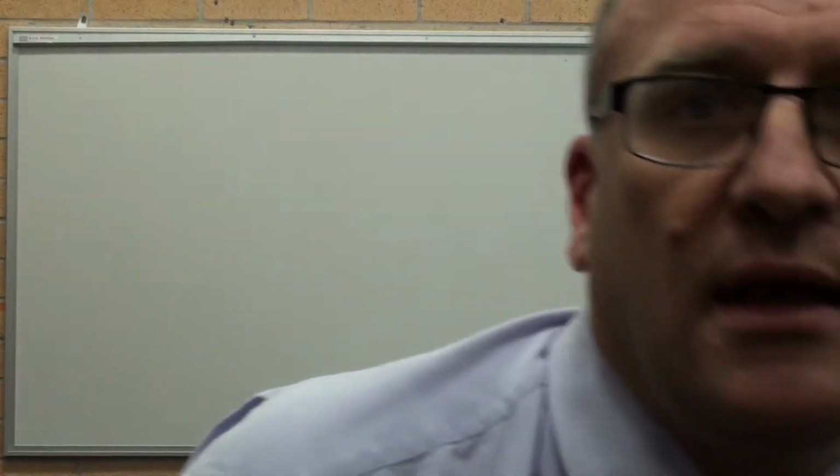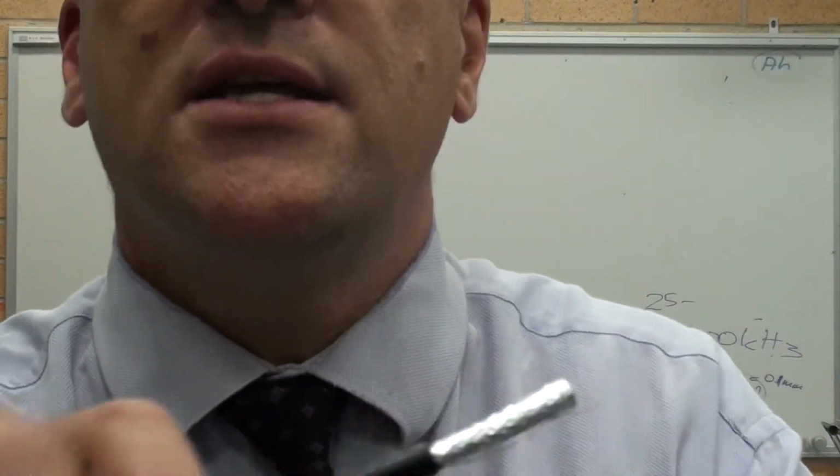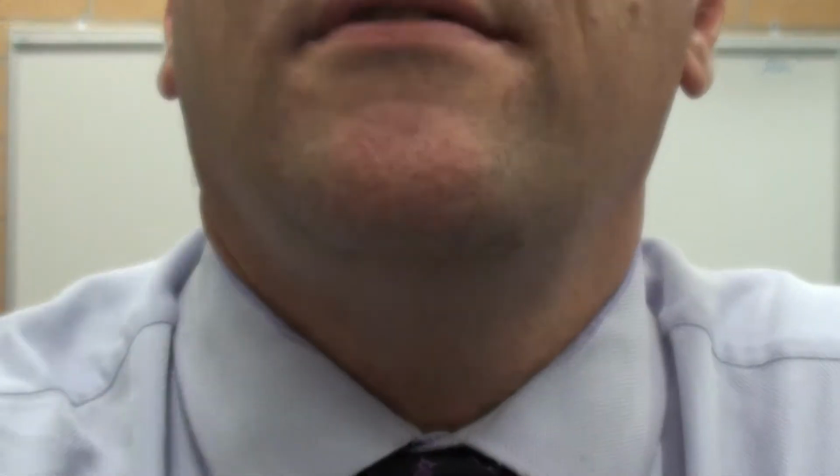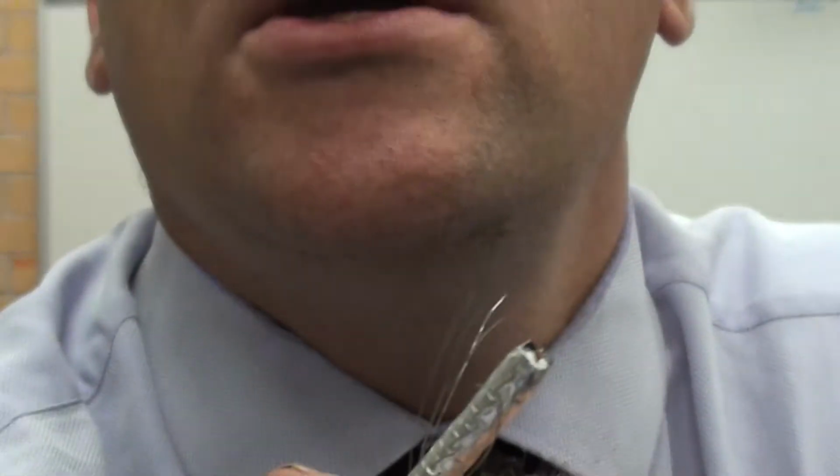The cable TV, let's have a look at how that works. Here's a bit of a cable. I've just stripped the insulation off the end. Cable TV in Australia works at 600 megahertz.